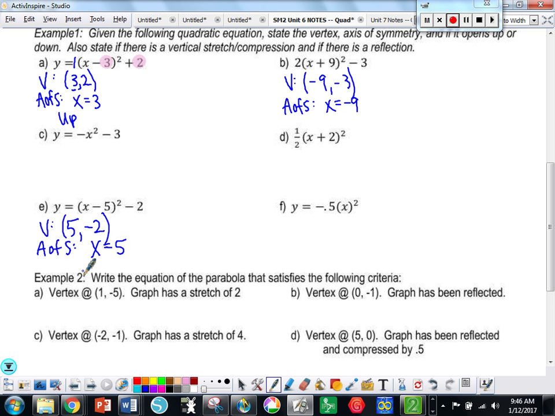Does it open up or does it open down? Raise your hand when you got it. So Natalie. Up. Good. Natalie gets 2. You knew that, you get 1. What about part E? Does it open up or does it open down? Open up. Good.